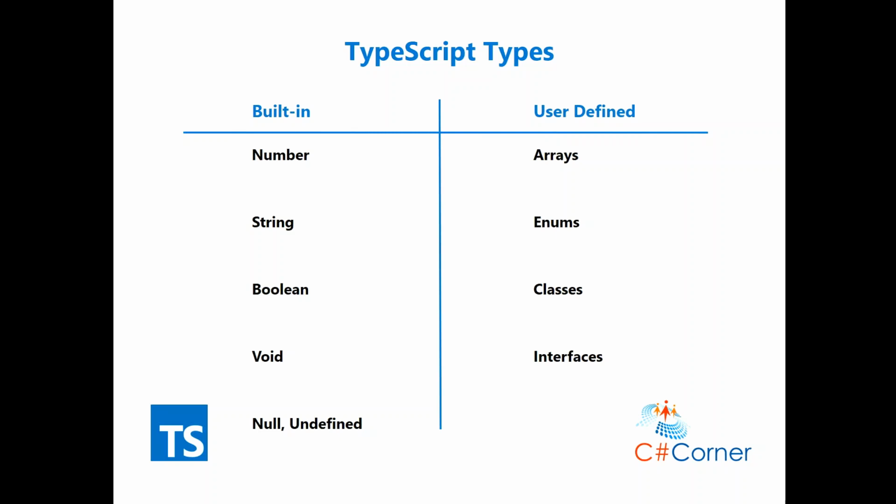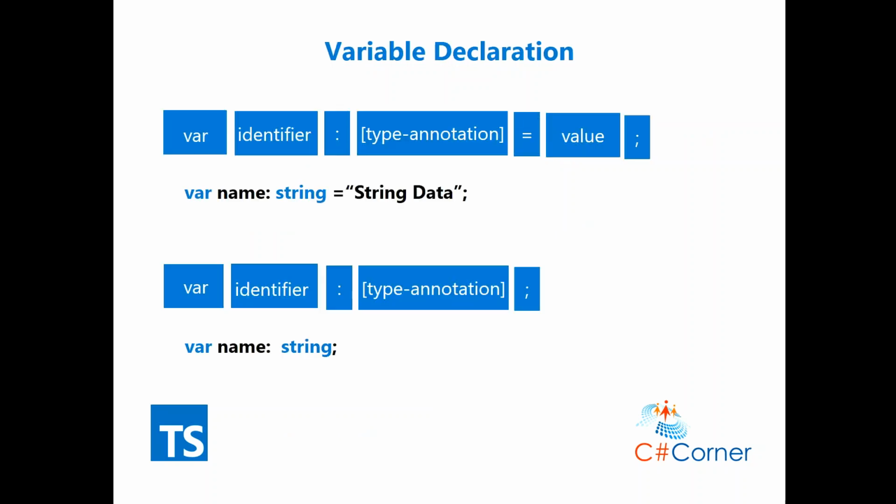And then undefined. Many people get confused about that. What is the difference between null and undefined? Probably this is the right time to explain. Undefined means a variable that has been declared but has not been assigned a value. So that's quite a difference. Then user-defined types, of course, remain the same: arrays, enums, classes. I'm not going to explain each and everything since you have already come across these in other languages.